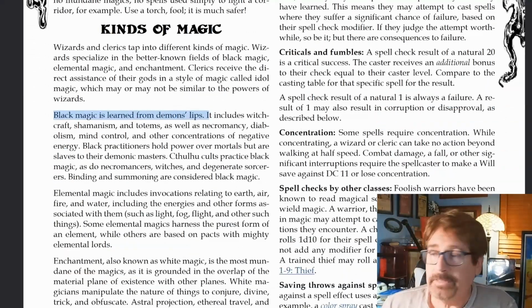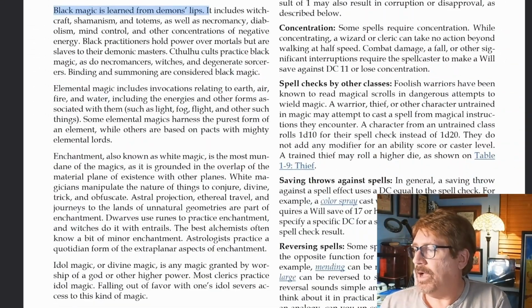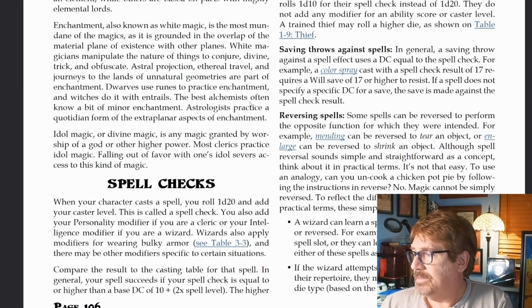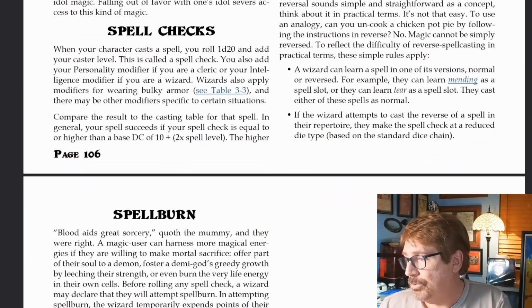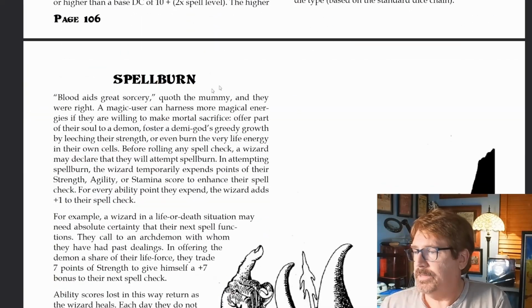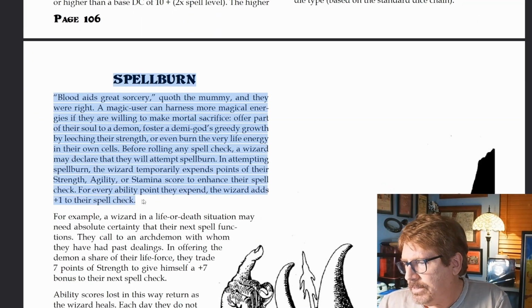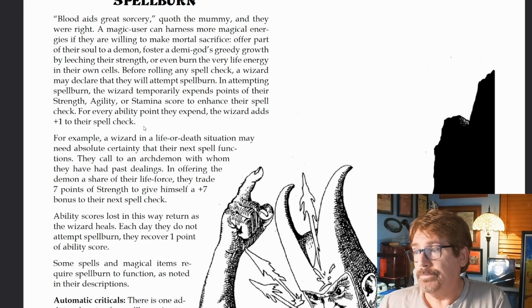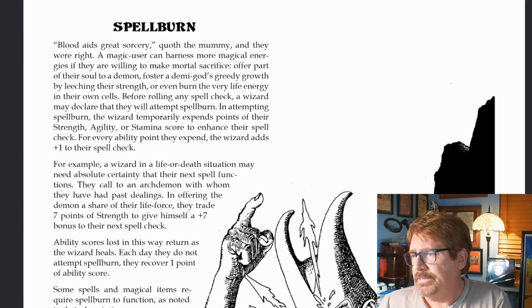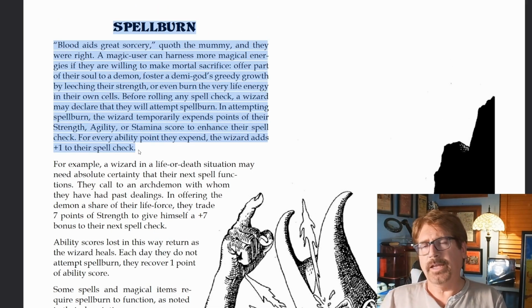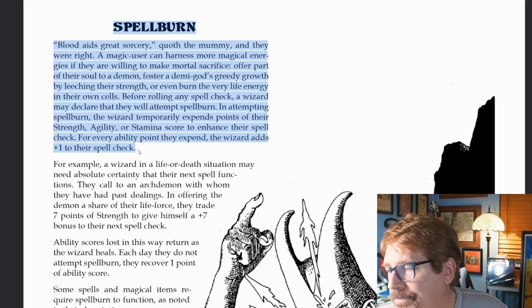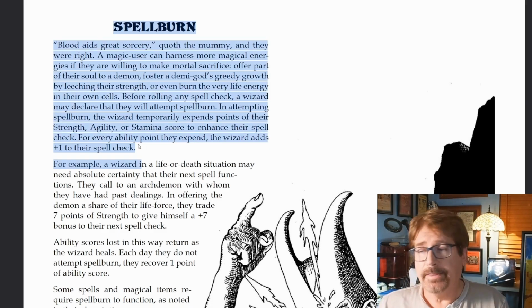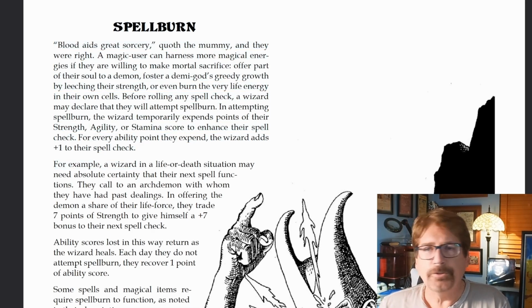They got the same thing: criticals and fumbles and concentration, spell checks by other classes, reversing your spells. It's cool. Light spell, dark spell, spellburn. So I guess you can use a spellburn mechanic to do even more with your spell casting. So it looks like they created a mini game for spell casting, adding more interesting things that can happen in spell casting, interesting results. They added more mechanics to make it more interesting.